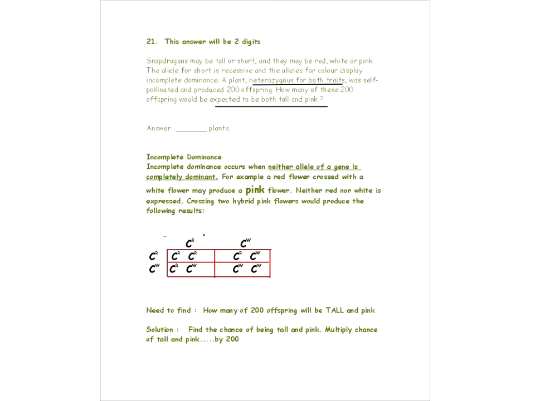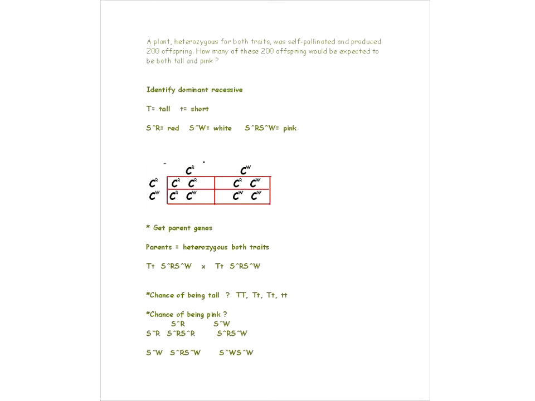So again, looking at an example of what incomplete dominance looks like, here's the gene for red, here's the gene for white, and if you've got both these CRs, you're red. If you've got both the Ws, you're white, but if you've got an R and a W, then you're pink, which is halfway in between. Okay, so that shows you how you can get the pink flowers. Now that we know how we do the genetics for incomplete dominance, let's look at how many of the 200 are going to be both tall and pink.